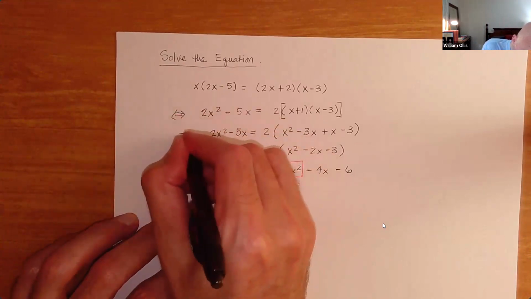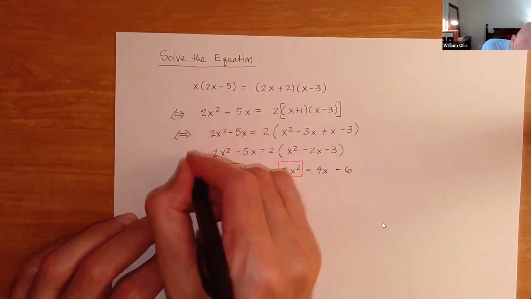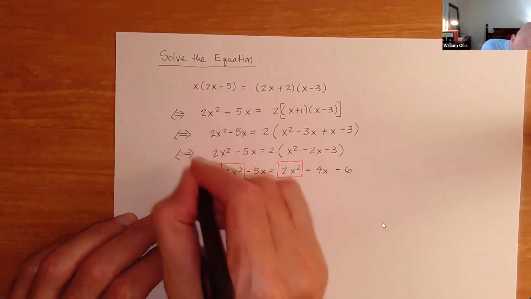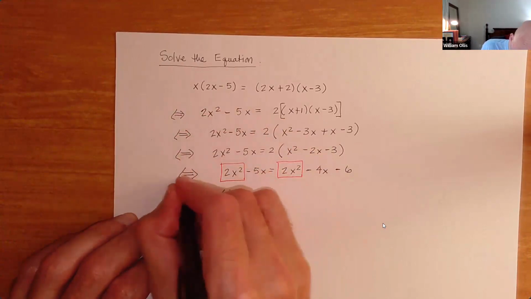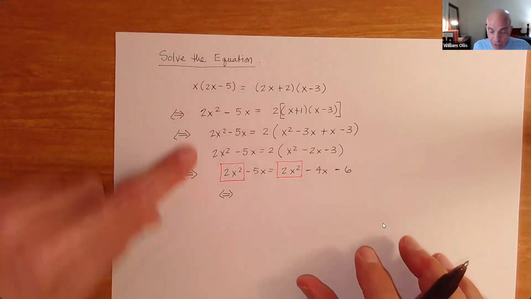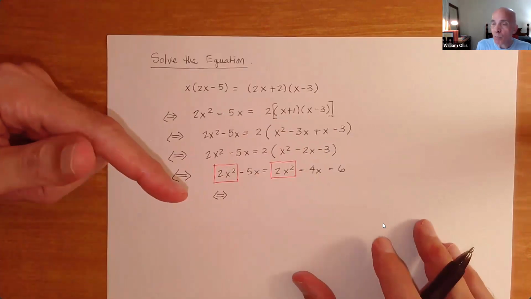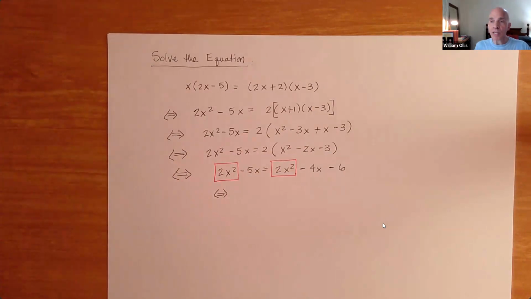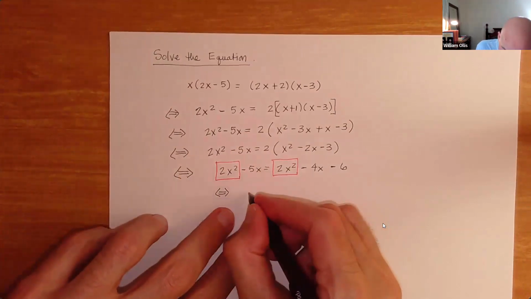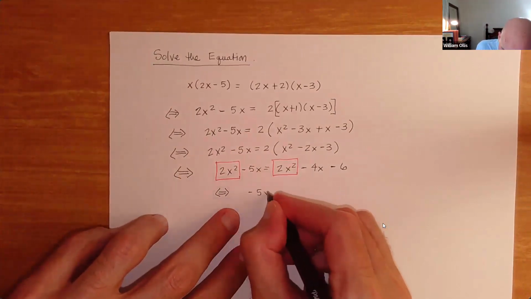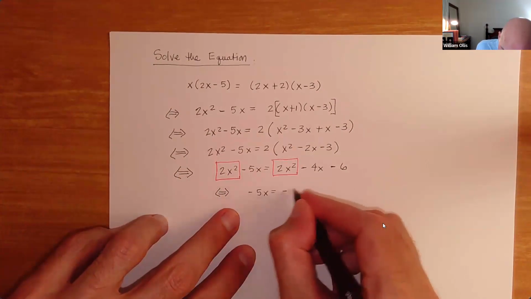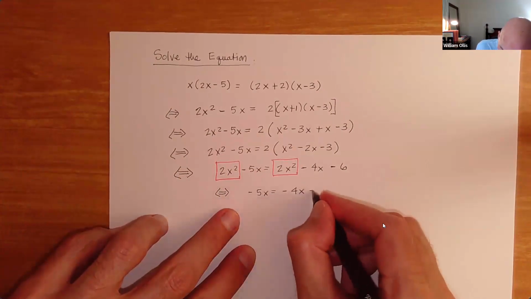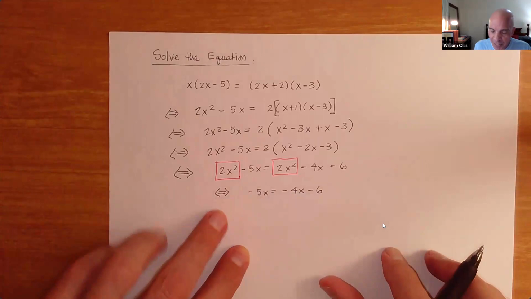That's how we solve equations. It's important to remind ourselves that everything is equivalent, because when we write an equivalent equation, what we're doing is writing it in a form so we can determine a solution if one exists. So now we have minus 5x equals -4x minus 6. Now, of course, we're going to be lazy.